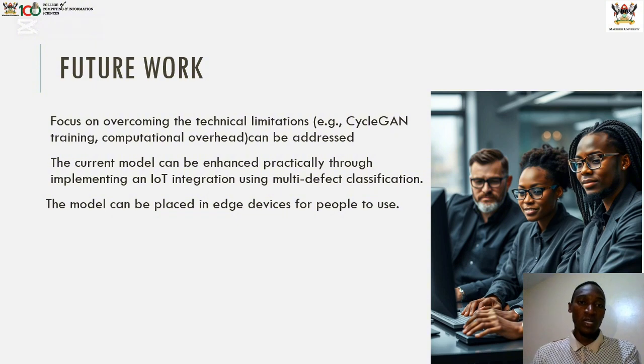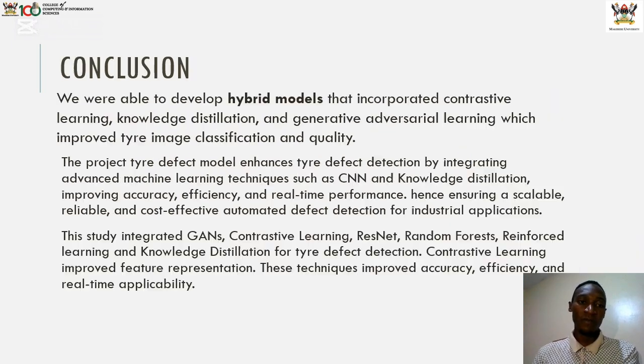Focusing on the limitations, we can get some resources and come up with a CycleGAN since it develops clearer images than the vanilla GAN. Then the conclusion: using our model, we're able to develop hybrid models that incorporate contrastive learning, distillation, and generative adversarial learning, which improve the image classification and quality. And the model helps in effective and efficient detection in industries, saving time.